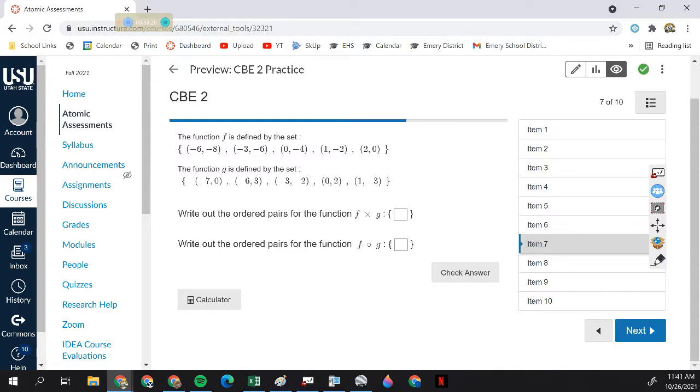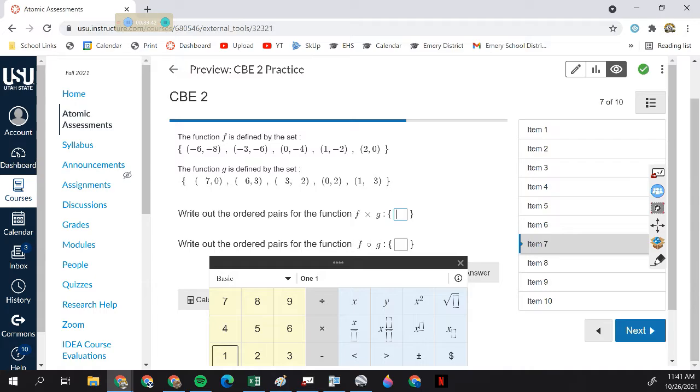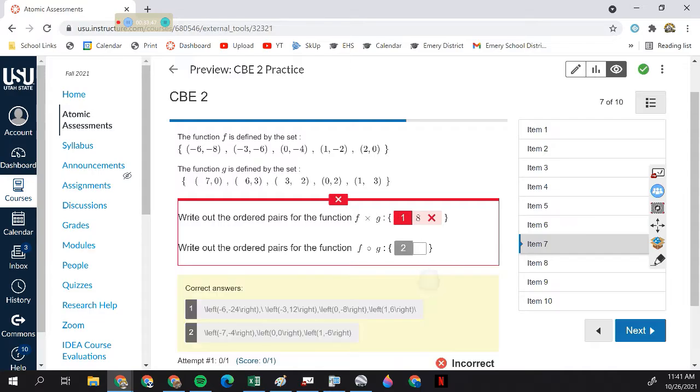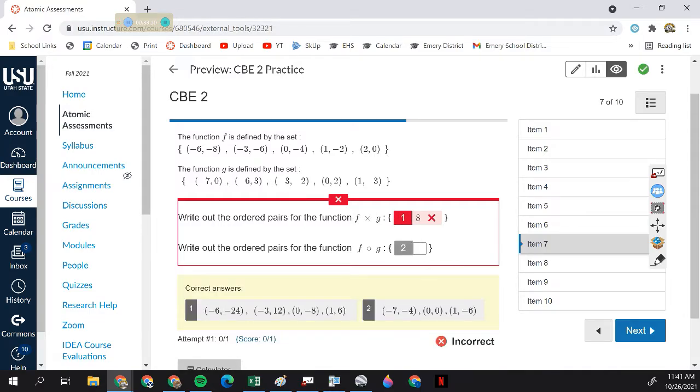Write out the ordered pairs of the function f times g, and then write out the ordered pairs of the function f of g. So this is kind of, let me show you the answer because this is kind of weird. I don't know why they do this. Okay, so the second one is actually easy. So we're going to plug g into f. So we do negative 7. Negative 7 gets turned into 0. And then what does f do to 0?